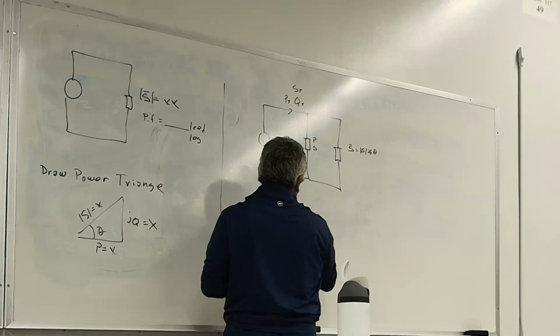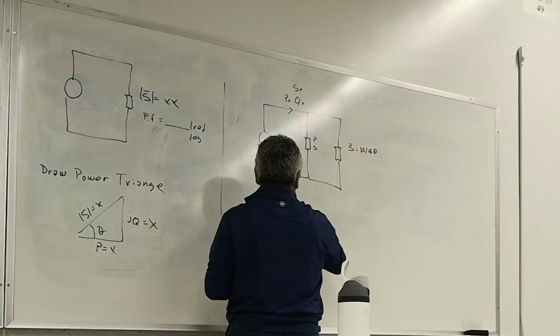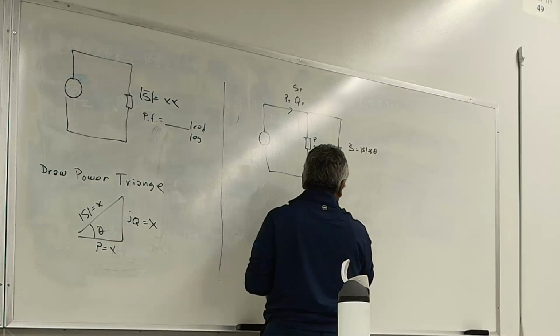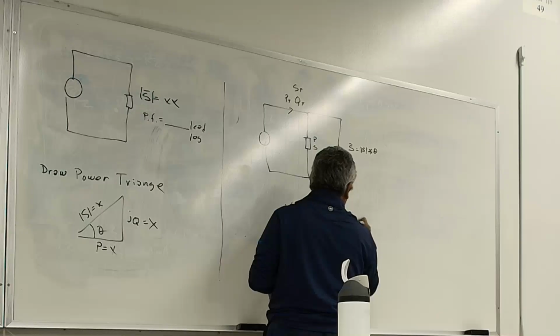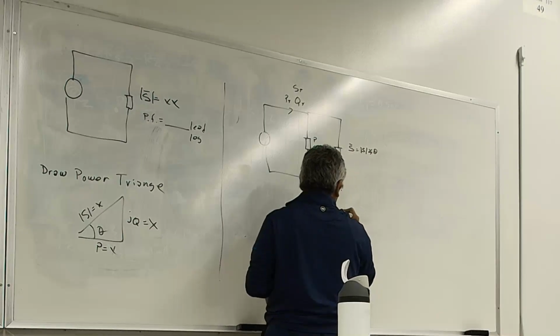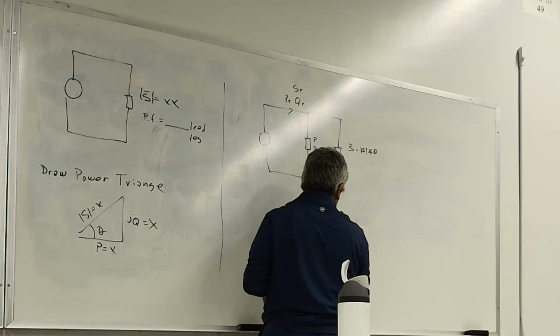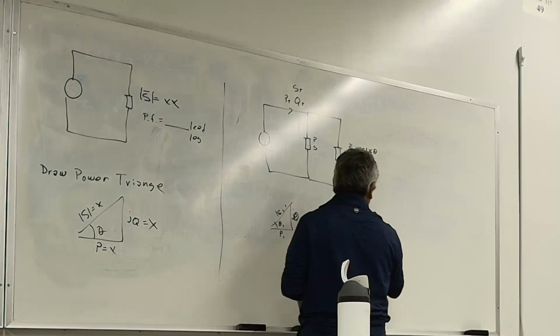I'm going to say P1, Q1 is S1, magnitude theta 1, plus the second. What if this is capacitive? Remember that if this is a capacitor, jQ is negative, P is always positive. This is P2, Q2, S2 magnitude theta 2. You should be able to find the equivalent.